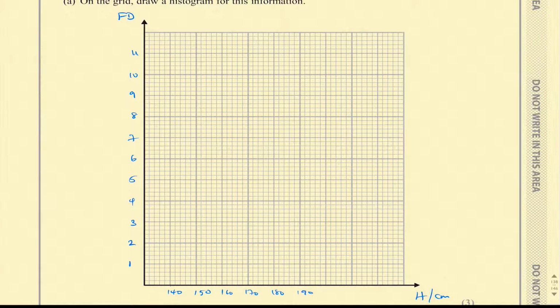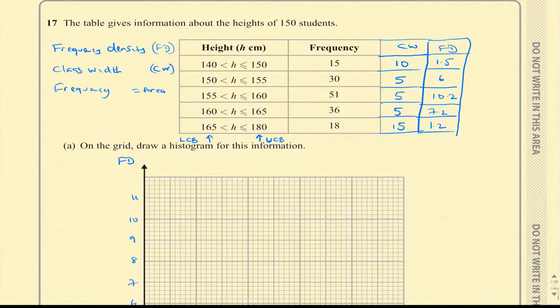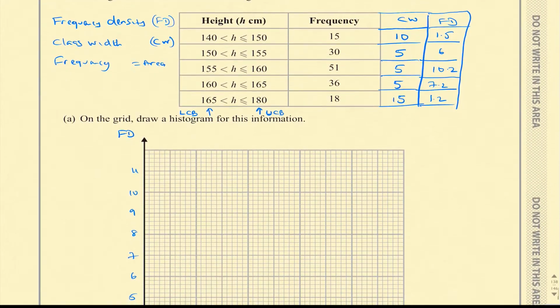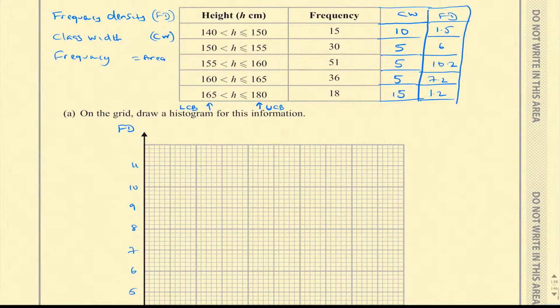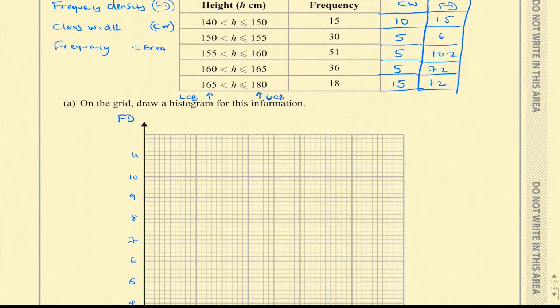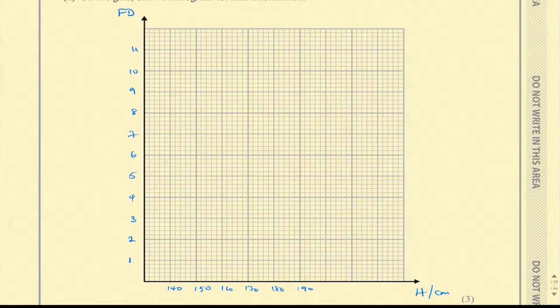Right, so now let's plot the histogram, starting from 1.5 with a class width of 10. So 1, and 1.5 is there, so that's 0.5 there, and that's your 10. So that's it.